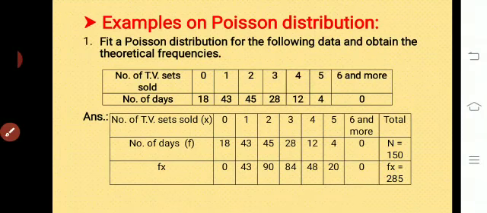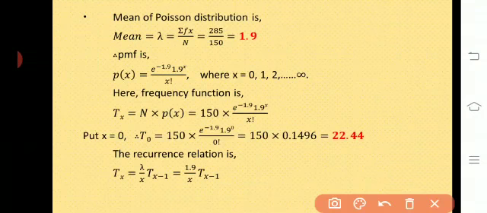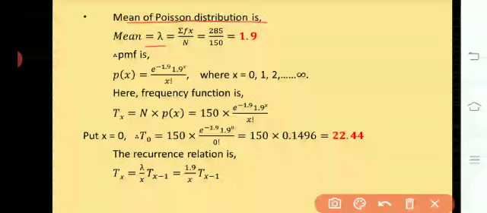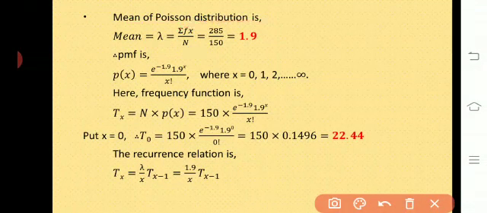Then after finding these totals, we have the formula: the mean of a Poisson distribution, which is equal to lambda, is equal to summation fx upon capital N. So summation fx is 285 divided by capital N, which is 150, and after simplification you will get 1.9. That is, lambda is equal to 1.9, the parameter of Poisson distribution.